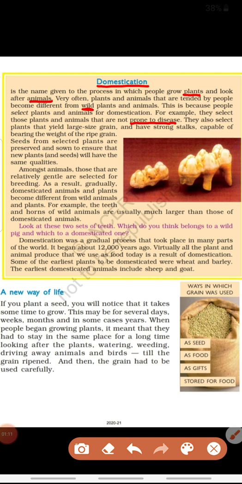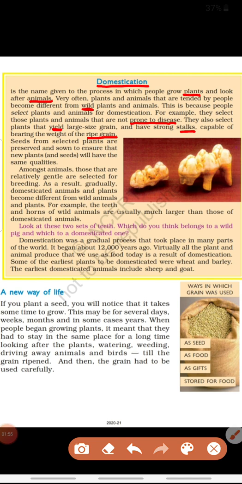They also select plants that yield large size grain, and they grow such plants that give large size grain and have a strong stalk. Stalk means stem. Yield means grow. So people grow such large plants which give large grains, and the stem is also very strong, capable of bearing the weight of ripe grain. So they choose plants that are strong enough to bear the weight of the fruits.